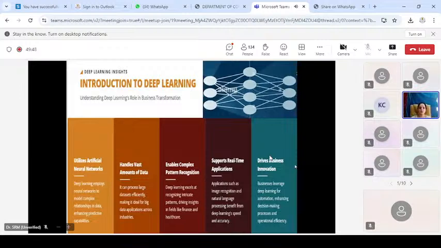Suppose we consider the healthcare industry. Deep learning models are used for early disease detection. Say, for instance, Google's DeepMind applied deep learning and predicted acute kidney injury up to 48 hours before it occurs. See what a power. It is allowing doctors to intervene early, right? This type of predictive modeling is revolutionizing healthcare. It is providing more accurate diagnosis as well as improving the outcomes of patients.